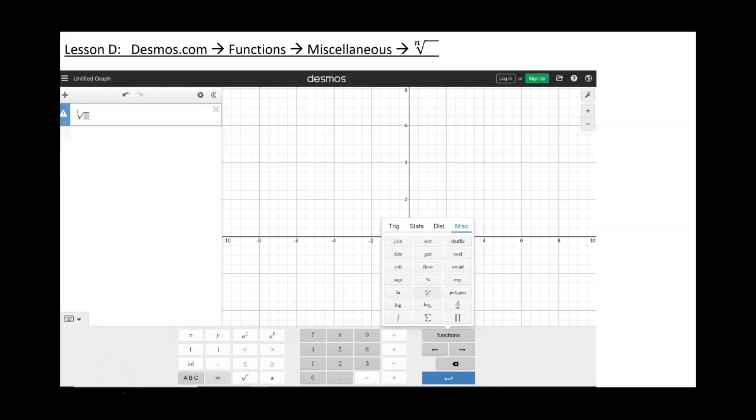In lesson D, we are going to talk about radical expressions and specifically taking different roots of radicals. Now, first off, to evaluate the nth root of a radical, you're going to go to desmos.com, then click on functions, which is here, then click on miscellaneous, and under miscellaneous, you're going to click on the nth root. So this will help us evaluate different roots of radicals.